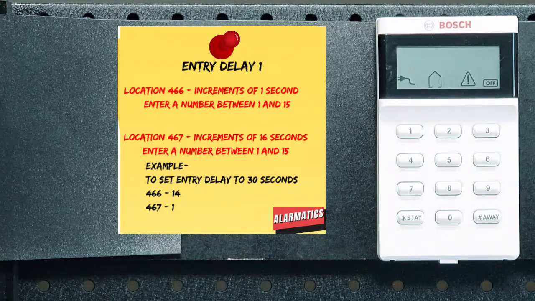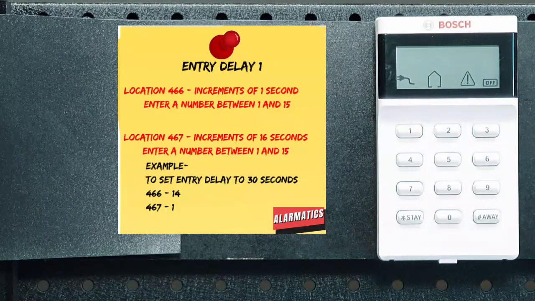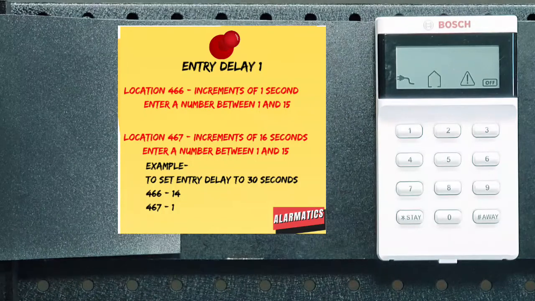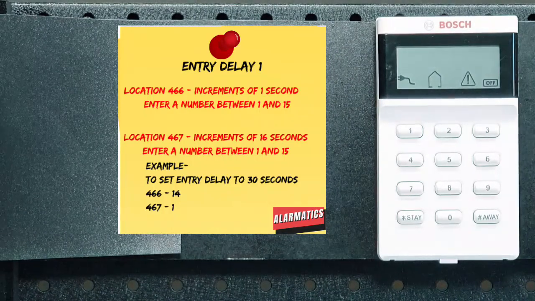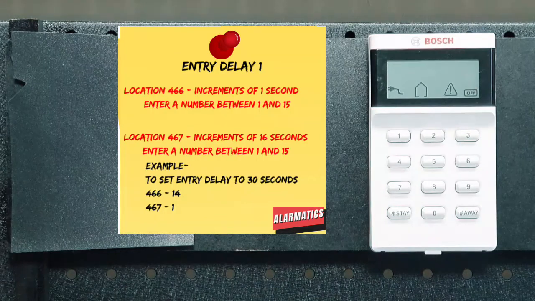So to program the delay, there are two programming locations. There's not a single programming location. We've got to actually build up the delay that we want by using two memory locations. So in the case of entry delay, the locations are 466 and 467. So 466 tells me how many individual seconds between 1 and 15 do I want, and then 467 tells me how many blocks of 16 seconds do I want. By combining the number of 16 second blocks with the number of individual seconds between 1 and 15, we can actually build up any delay we want between 0 and 240 seconds.